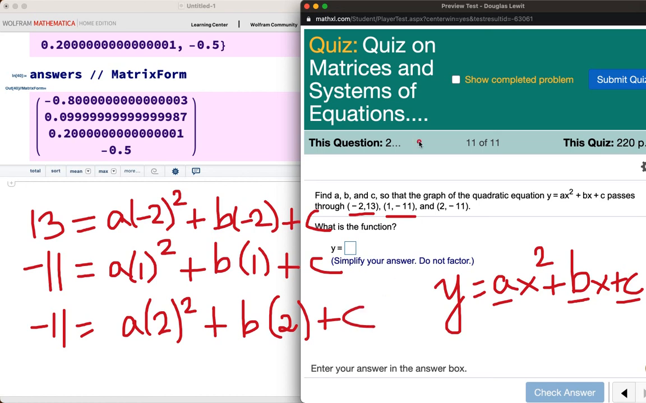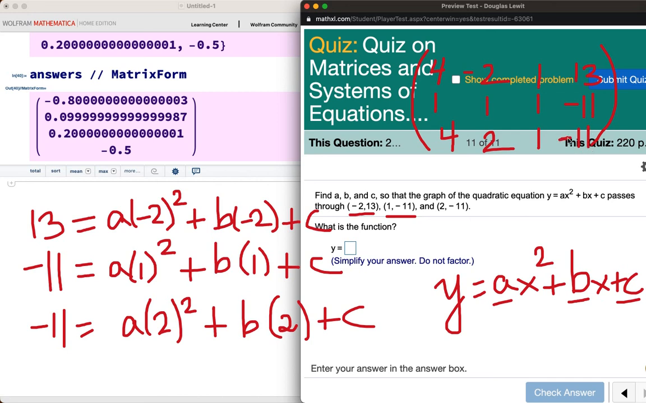Okay, so then we're going to have this matrix. I'm going to write it up here. Negative 2 squared is 4, then negative 2, 1. And then we're going to have 1, 1, 1. We're going to have 4, 2, 1. And then we have 13, negative 11, negative 11.